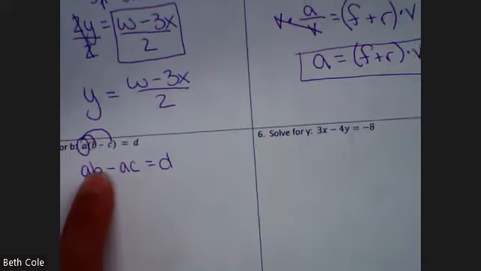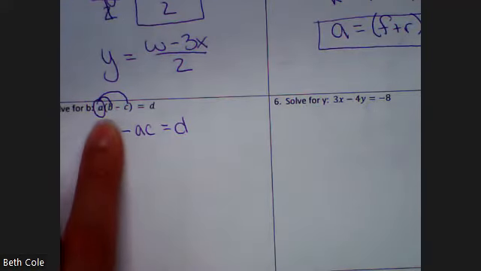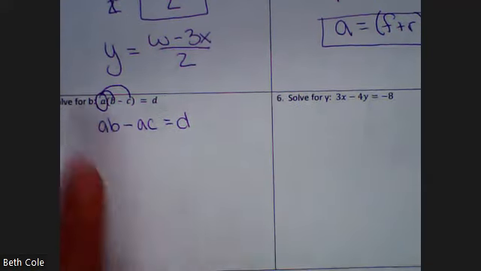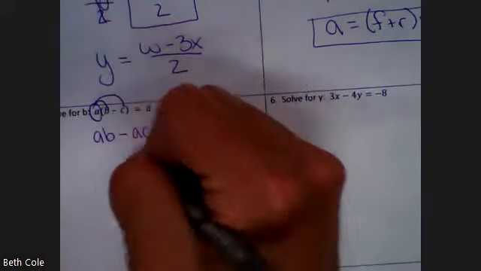All right, we still want B by itself. Leave that where it is. Don't move that. Shove everything else away from it. So what are we going to do to both sides? Plus AC.